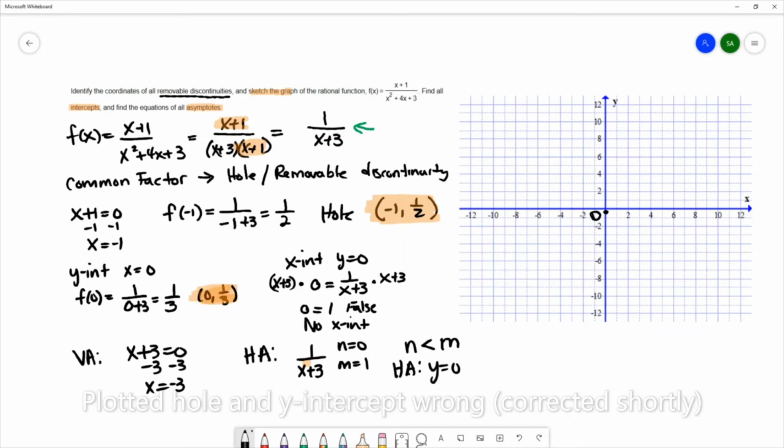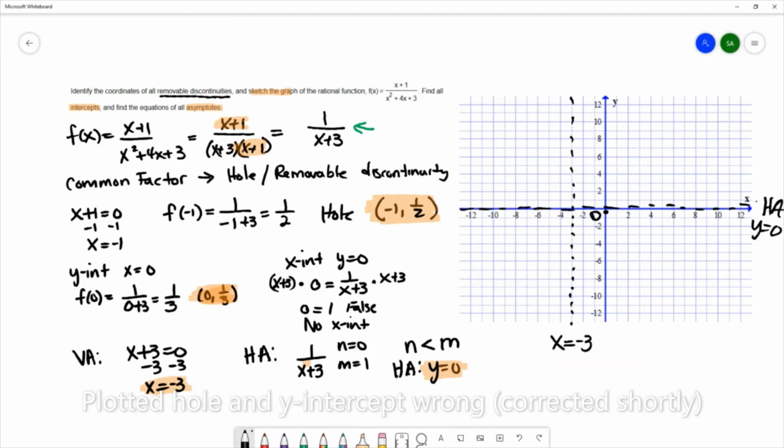We have a vertical asymptote at x equals -3. So I will draw a vertical dashed line at x equals -3 for our vertical asymptote. We have a horizontal asymptote at y equals 0. So I'll sketch right on top of the x-axis a horizontal asymptote of y equals 0. And that's all the information I have so far.